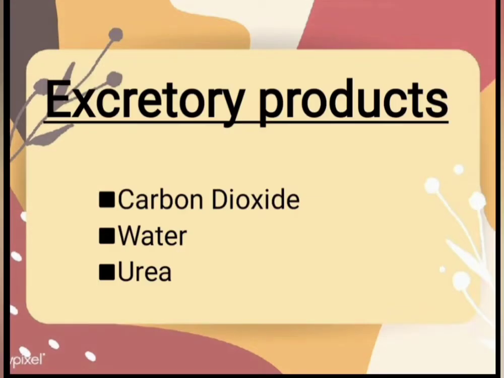In the human body, mainly three types of excretory products are produced. So, the first one is carbon dioxide, water, and urea. Carbon dioxide is the end product of respiration and it is produced by all the cells during respiration. Water is also the end product of respiration.